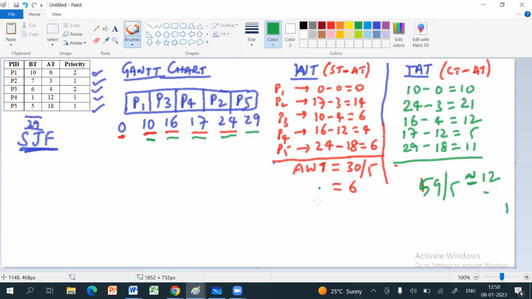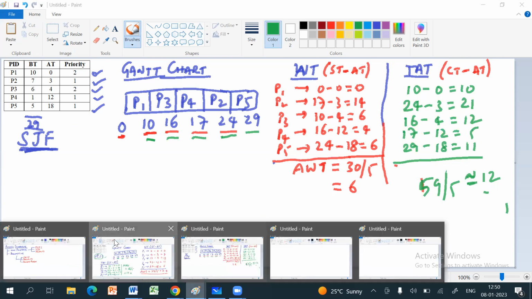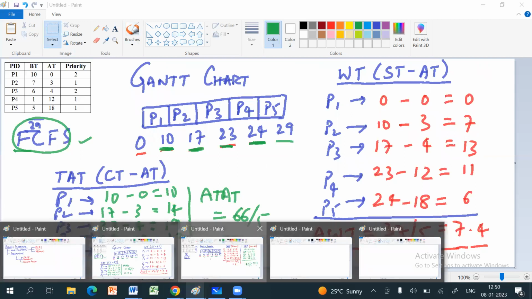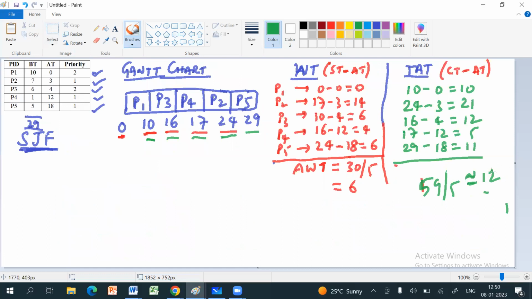Okay, again, you can compare that with your FCFS here, which is 13.2, and we got SJF as 12, which is better than your FCFS, right? That's pretty much about your SJF technique. Now let's move on to the next technique, the priority technique in the non-preemptive version.